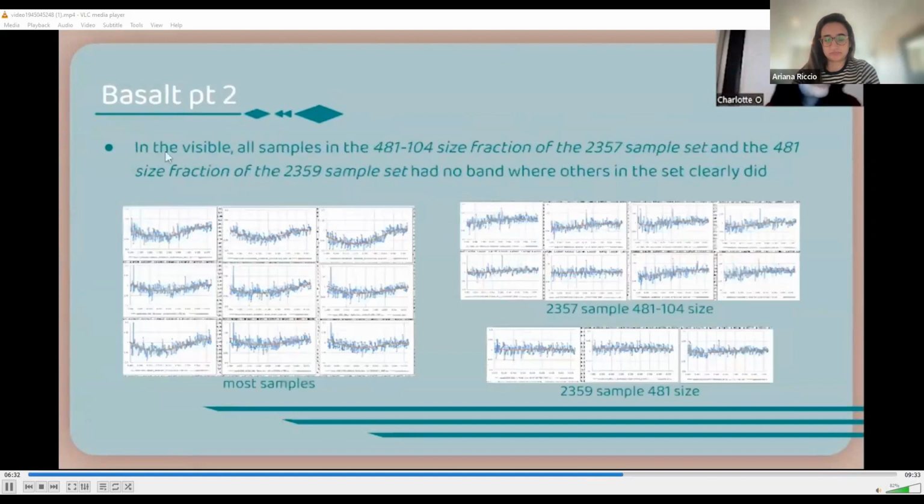For part 2 of basalt, in the visible, all samples of the 481-104 size fraction of the 2357 sample set and the 481 size fraction of the 2359 sample set had no band. As you can see here, they just look like noisy lines. And then these ones are still noisy lines, but they're a lot more clearly bands than these ones.